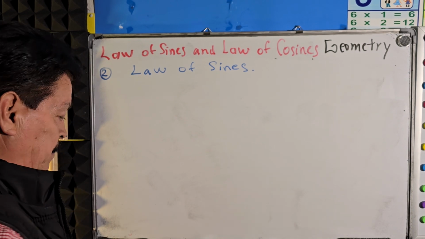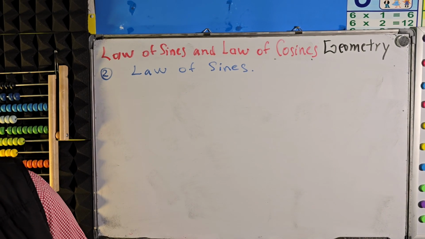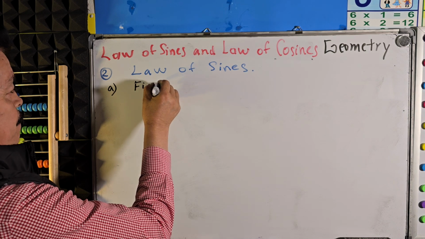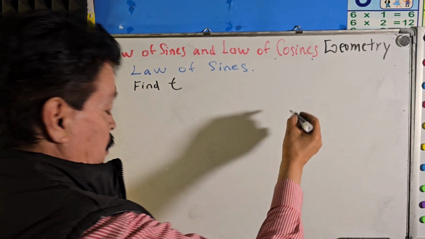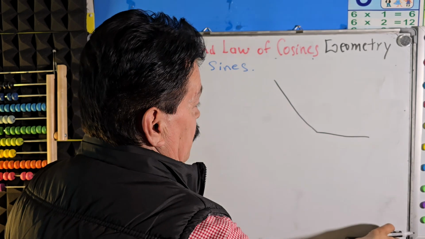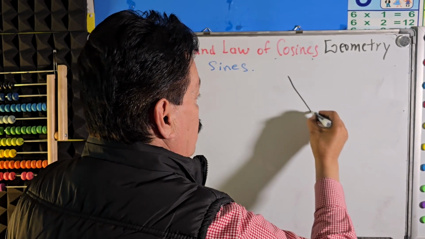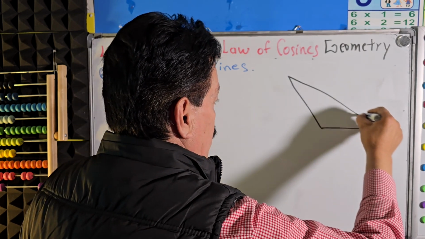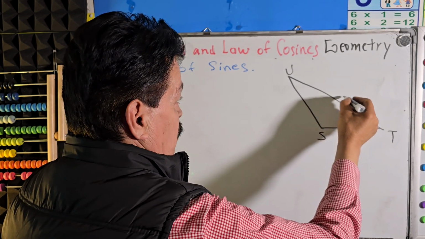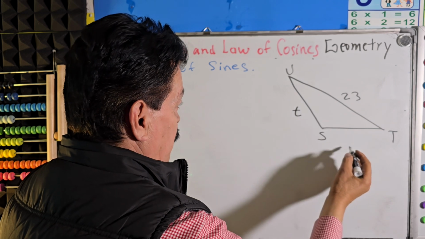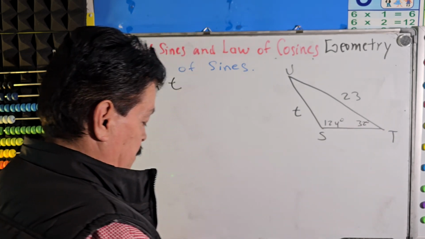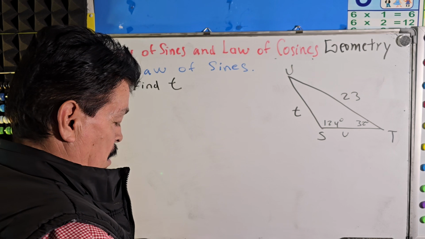Let's write one problem here. We have to find our triangle. This is our triangle. Let me make a picture like this also. This triangle right here, this is U, this is T, this is S, this is 23, T, this is 124 degrees, then it's 32 degrees right there. This is U.